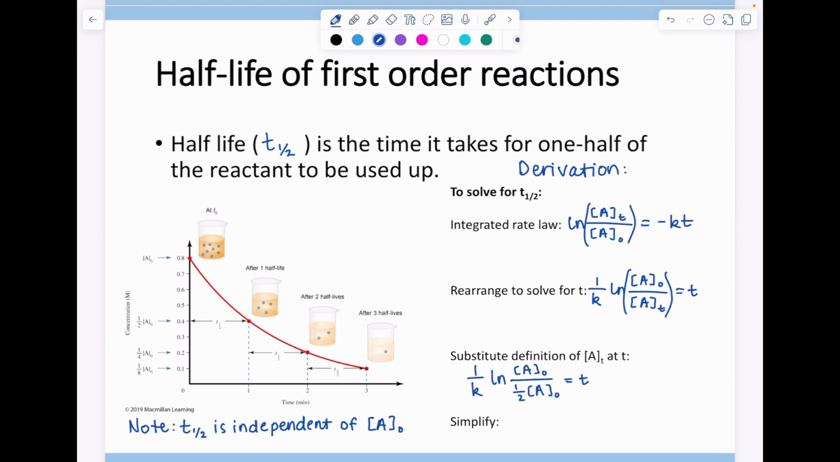So now we can simplify, cancel out the initial concentration, and rearrange those fractions because we divide by 1/2, which is the same as multiplying by 2, and we would get natural log of 2 over K is equal to the half-life. So a few steps to derive this equation. What we'll be doing is mostly just applying this equation when you're given a half-life type of question.